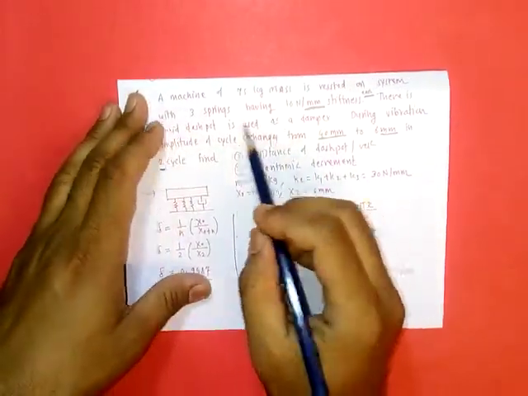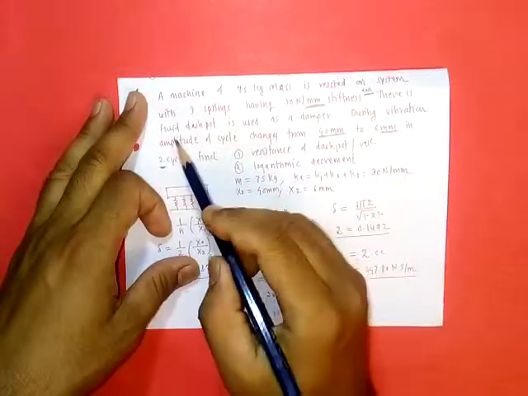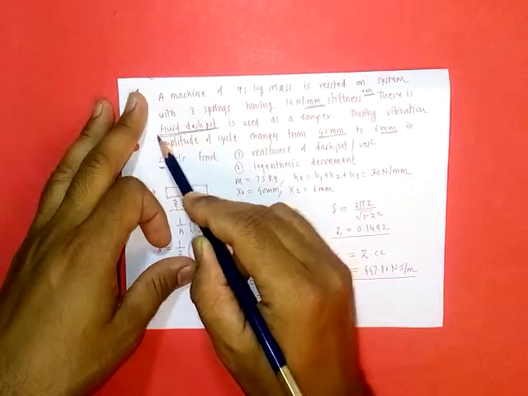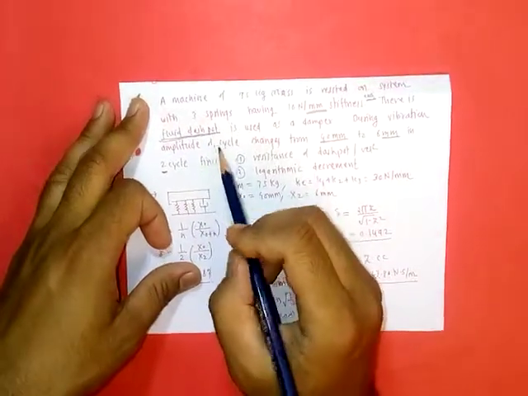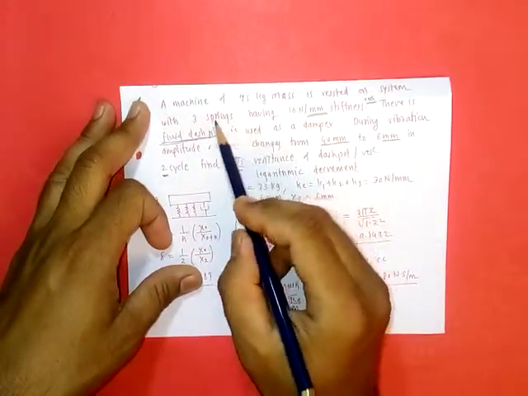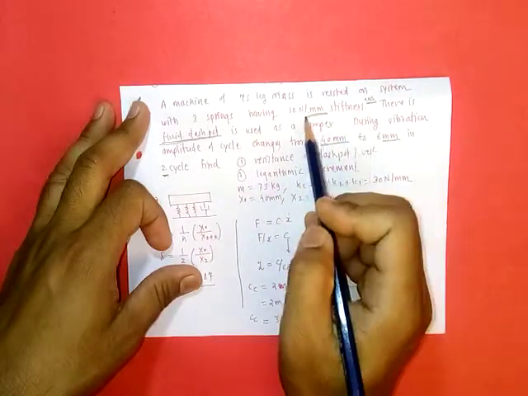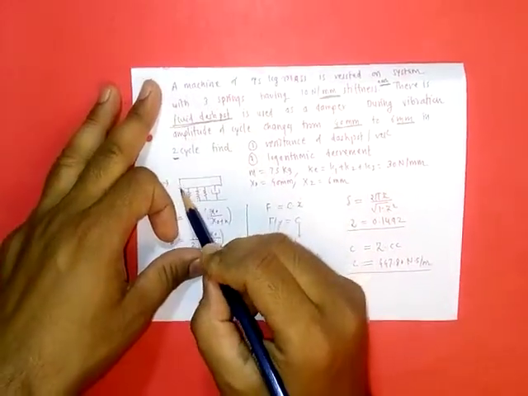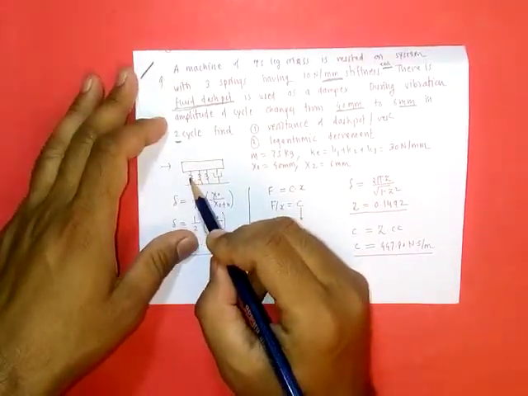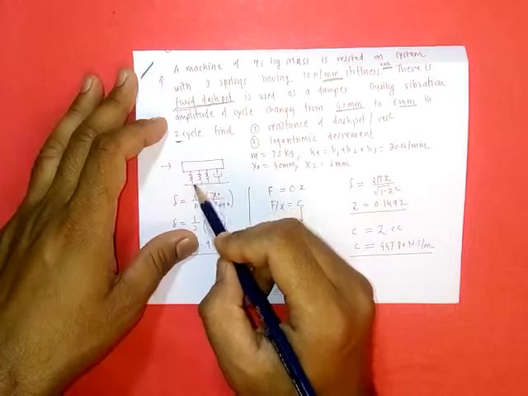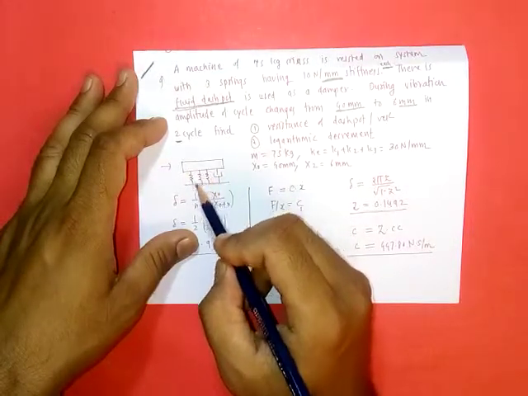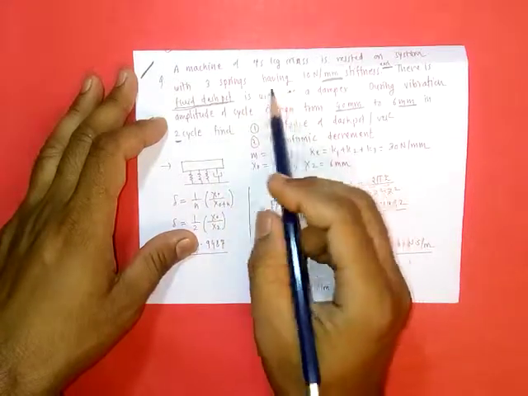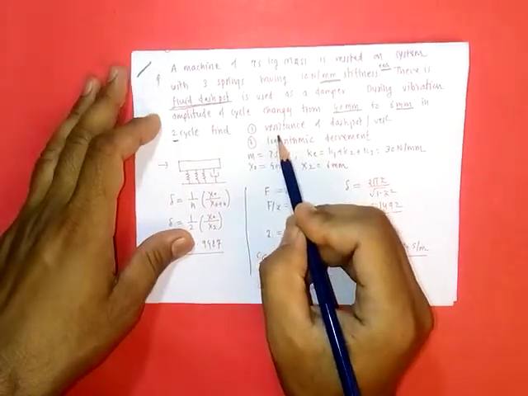So again here the damper is a fluid dashpot, so it is a viscous damping problem. Then 3 springs are connected, and the system will look like this: 3 springs and one damper. Here the 3 springs are in parallel, so it is a parallel arrangement of springs. Okay, let's start the problem.